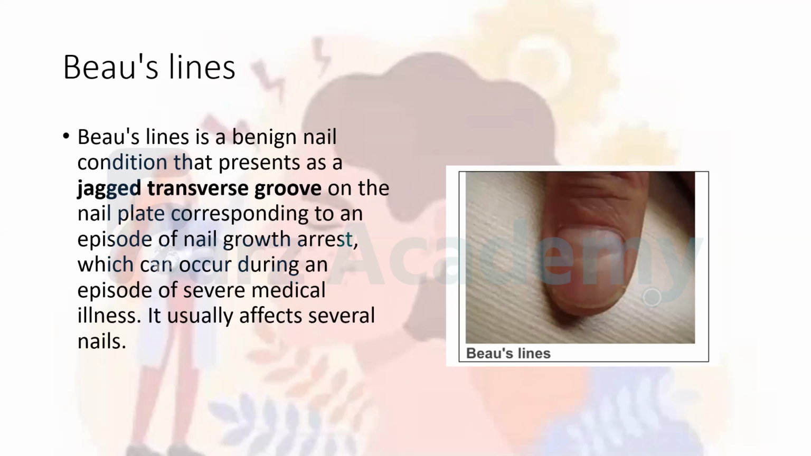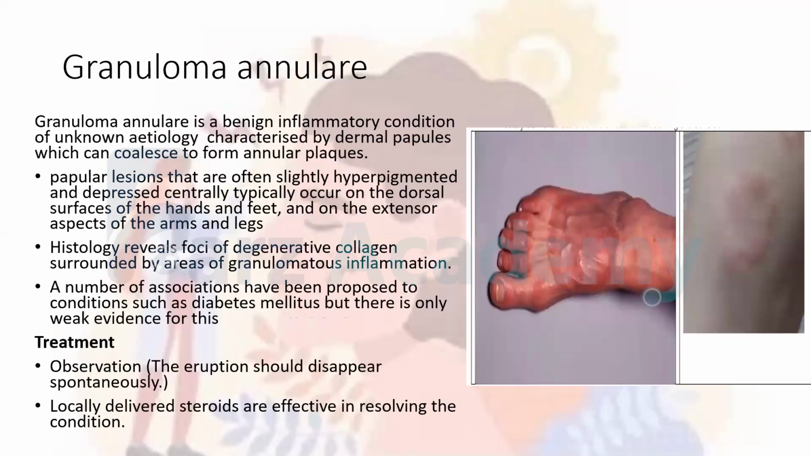This is self-limiting and does not require any specific treatment. You just have to remember that if the patient has transverse grooves after a critical illness, it is Beau's lines and it is self-limiting. All right. So the next condition is granuloma annulare.